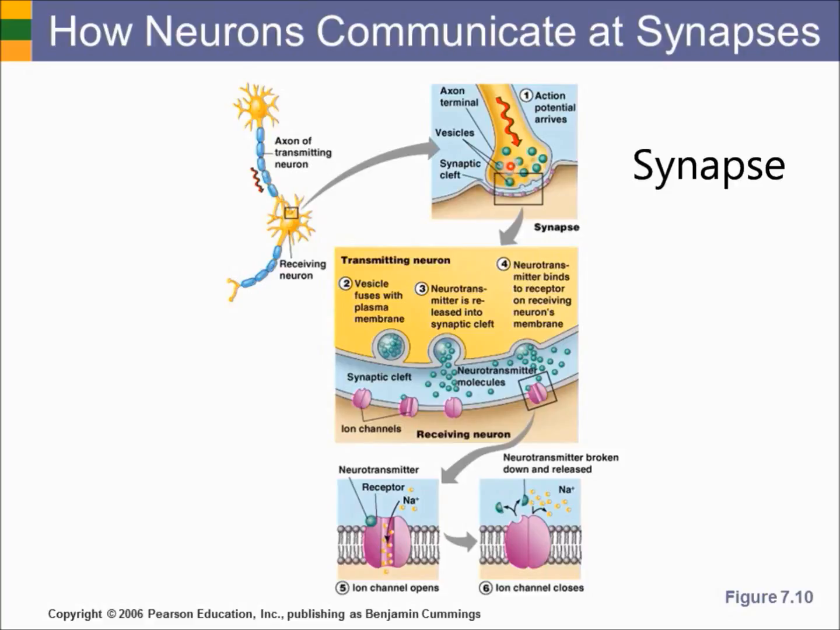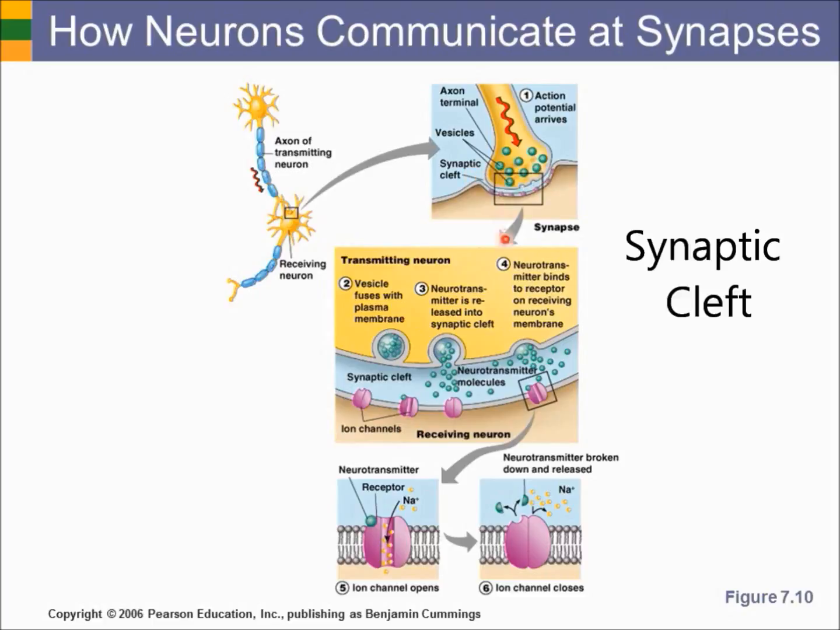Okay, a synapse is the point where one axonal terminal transfers the impulse to the next neuron. The actual space is called the synaptic cleft. This whole area here is the synapse. And what happens is this.